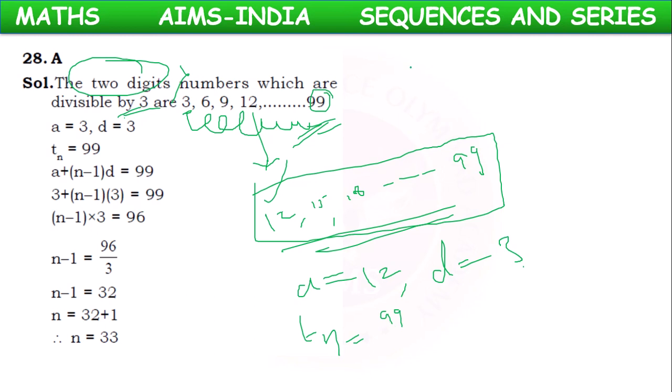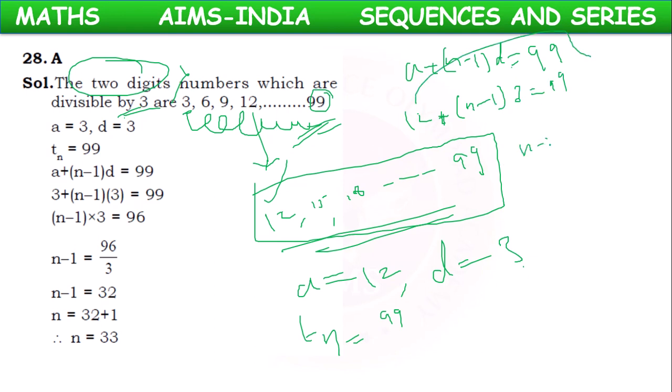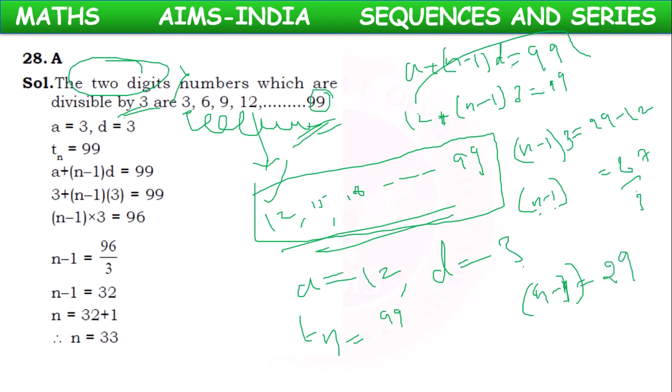Same method we have to follow. So A plus (n minus 1) into D equals 99, where A is 12, n we have to find out, D value 3. 12 goes to that side, it will become minus 12. (n minus 1) into 3 equals 99 minus 12, which is equal to 87. n minus 1 equals 87 by 3, which is 29. Or n equals 29 plus 1, equal to 30.